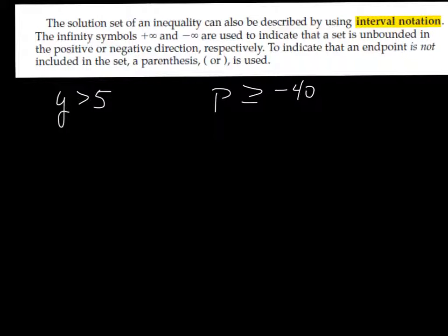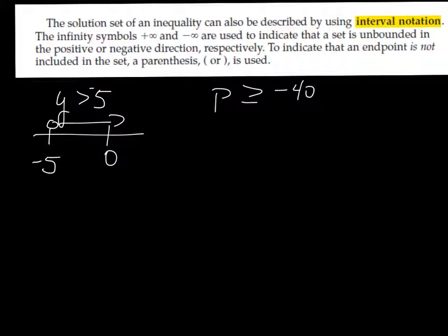Now, I may be satisfied with my two forms, but there's another one yet. It's called interval notation. The infinity symbols for positive and negative infinity are used to indicate that a set is unbounded in the positive or negative direction, respectively. To indicate that the endpoint is not included, use parentheses.